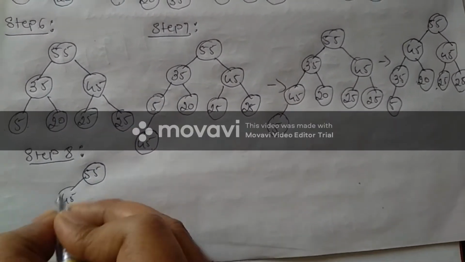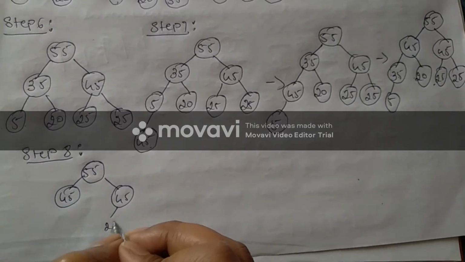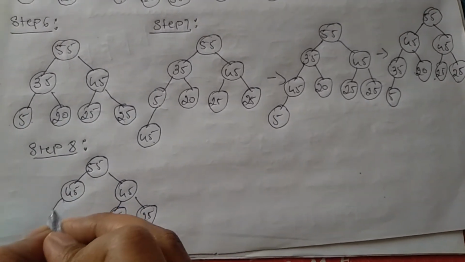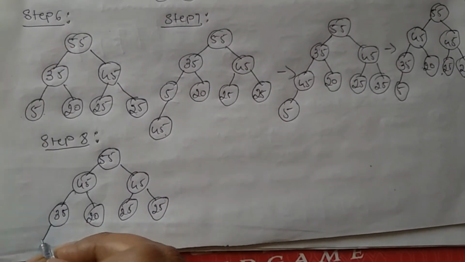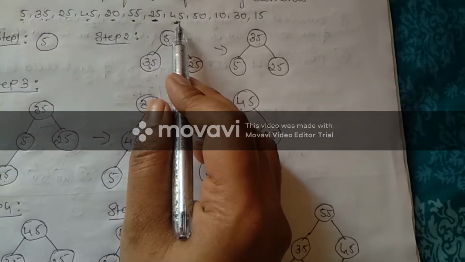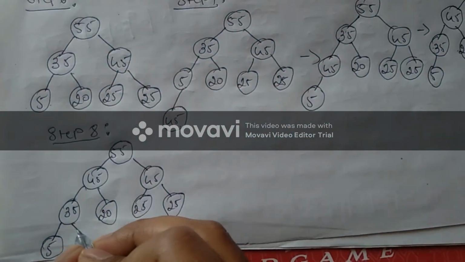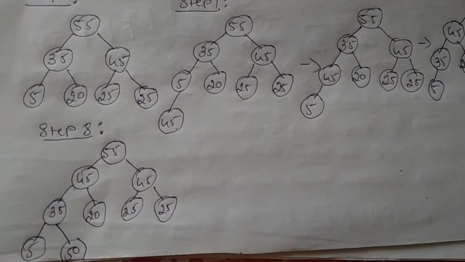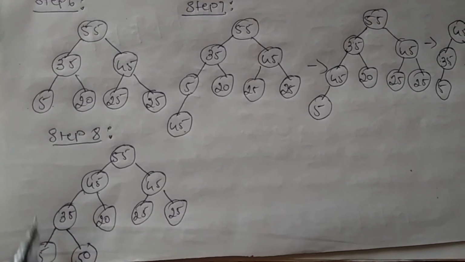55, 45, 45, 25, 25, then 35, 20, here it is 5. Till now we have taken 45, which is the next element. It is 50. You take 50 towards right. I have taken. Now check for the parental dominance. Where I have added here, so you have to check only here.